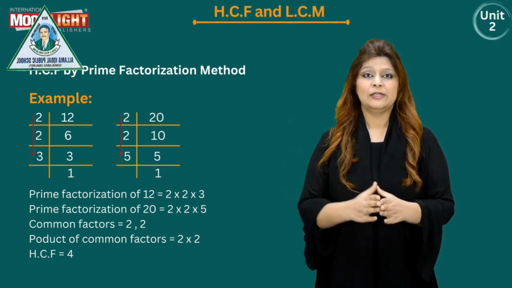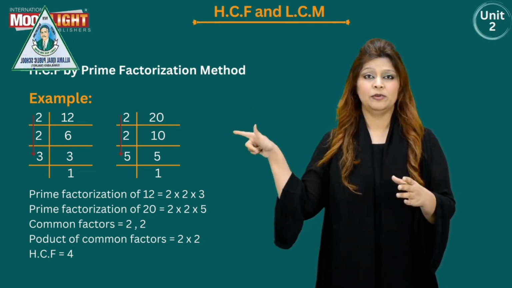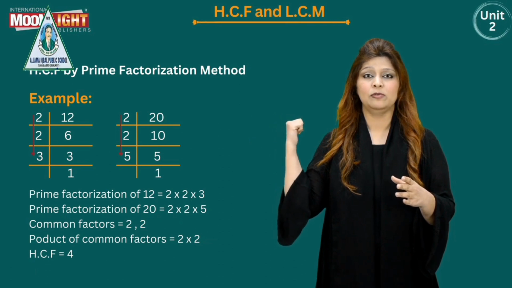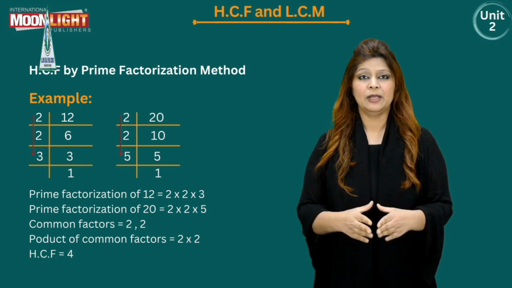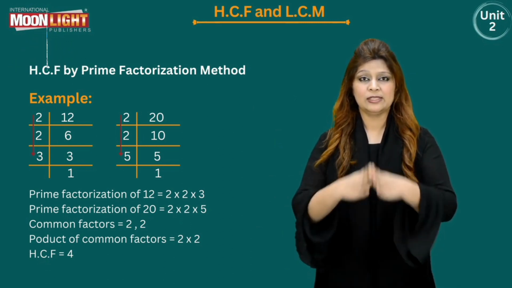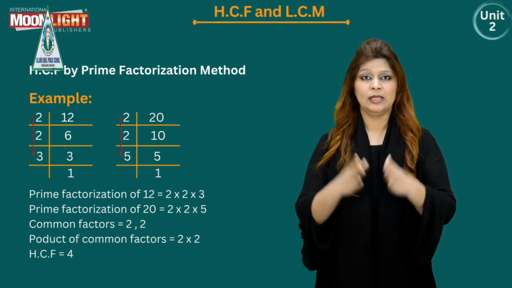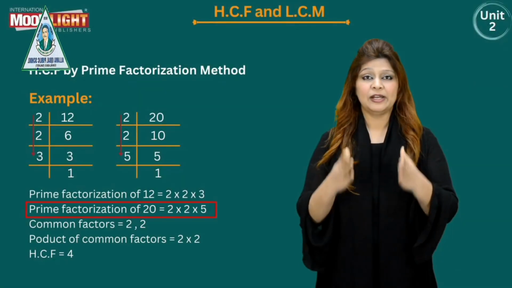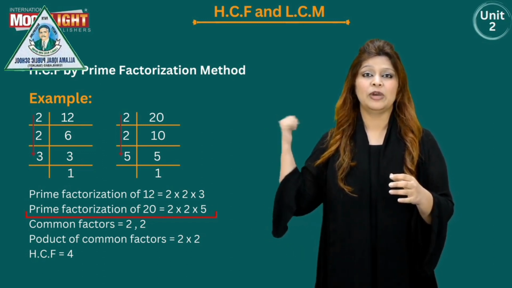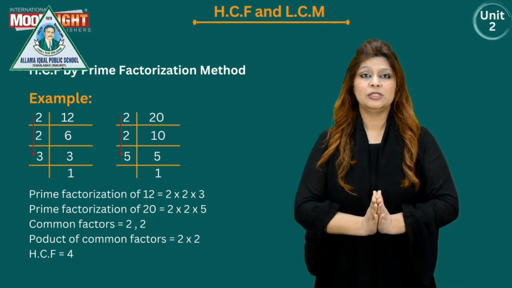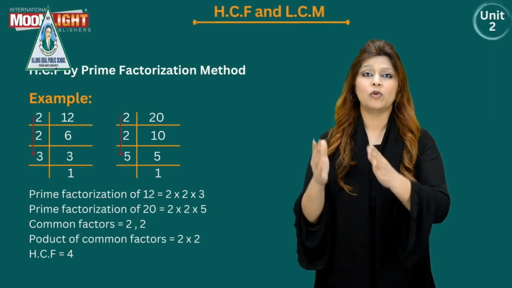Now my dear students, 5 is a prime number. So we are going to write it down over here and we are going to write 1 over here because 5 ones are 5. All of these numbers are prime numbers now. So we can write it down as a product of prime numbers. So we will write it here in the statement as prime factorization of 20 is equal to 2 into 2 into 5. Now my dear students, as I told you, HCF is equal to the product of common factors.